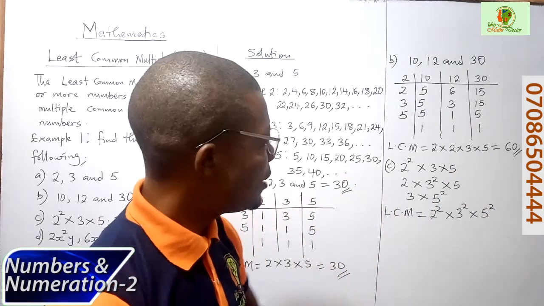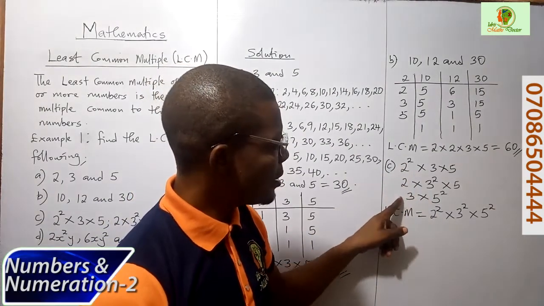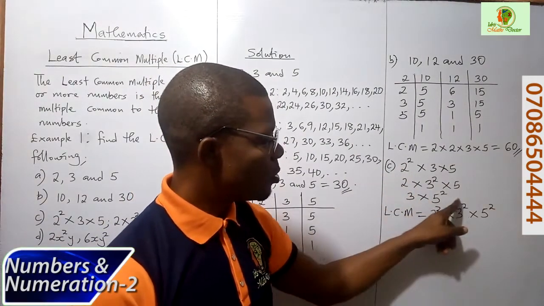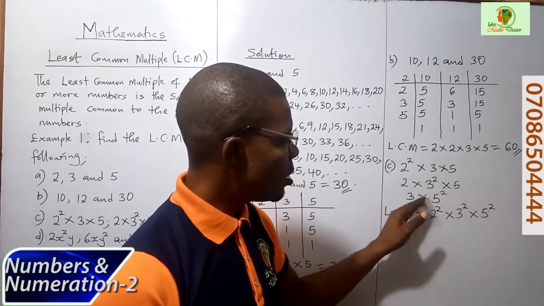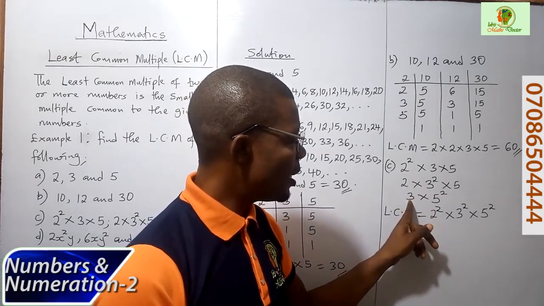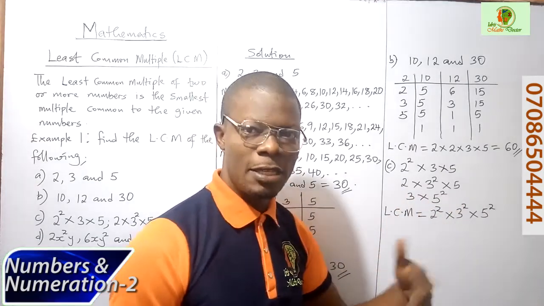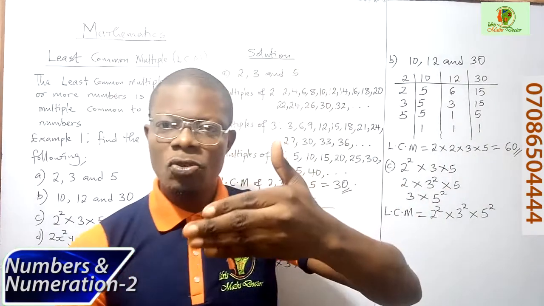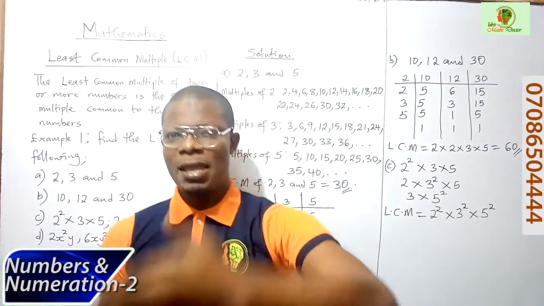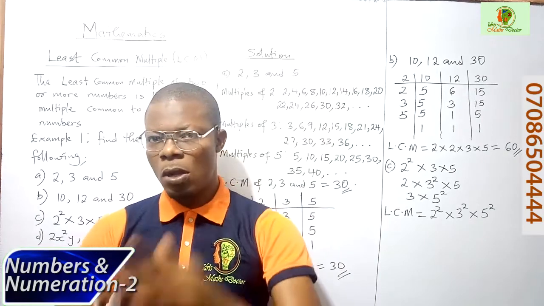Note, just like the 2, you discover that here there is no 2 as a base. Is that okay? We only have 3 and 5 as the bases. So it's not necessary that the 2 must be common among all the numbers.